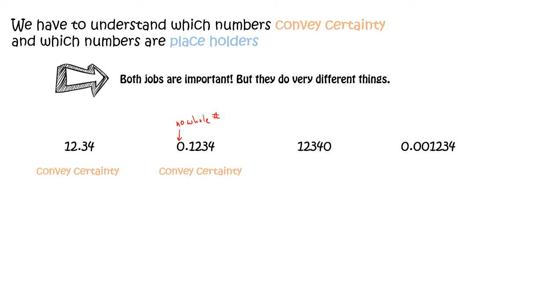Now if we look at 12,340, the first digits are conveying certainty. That last 0 is not telling us that we're certain about that position. It's just telling us that we are holding that place. So this is just holding the size of the number. It's not conveying any mathematical importance. This is just a placeholder.